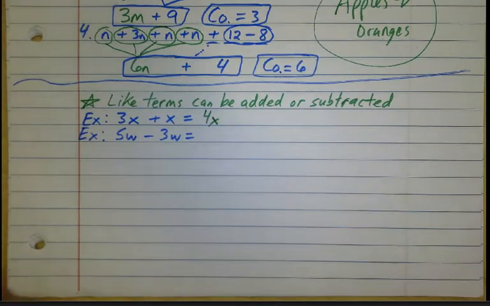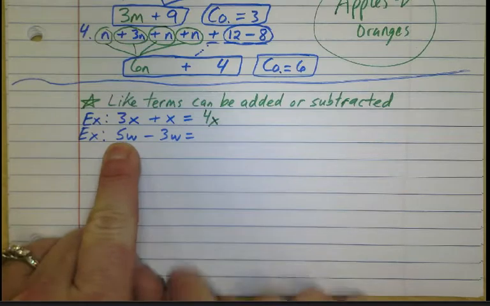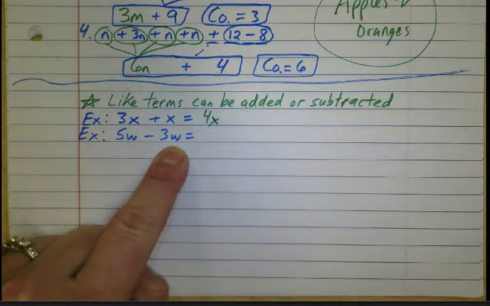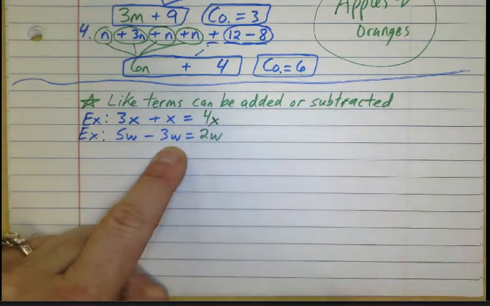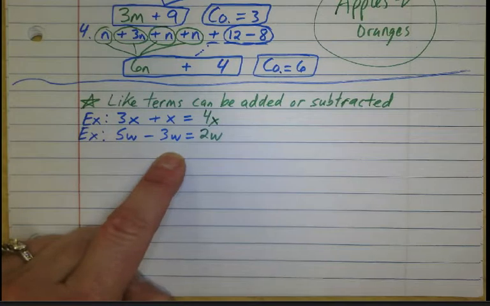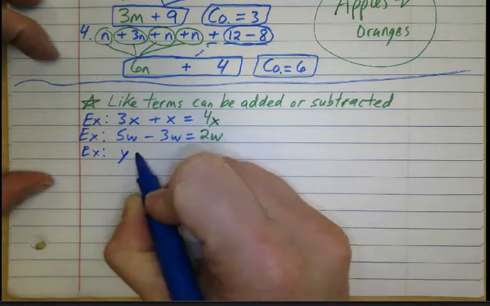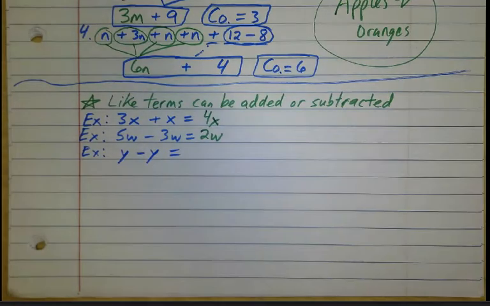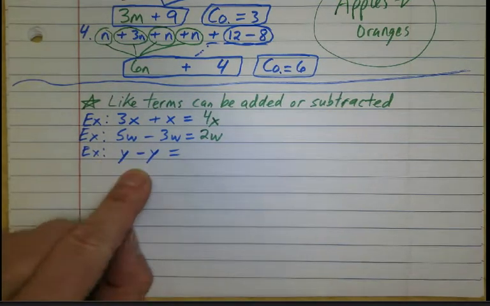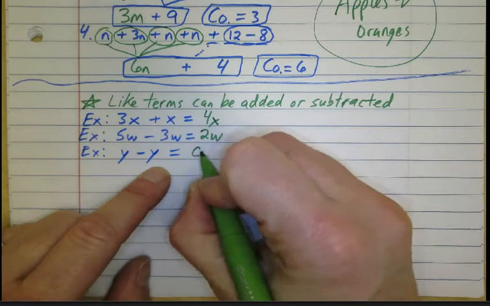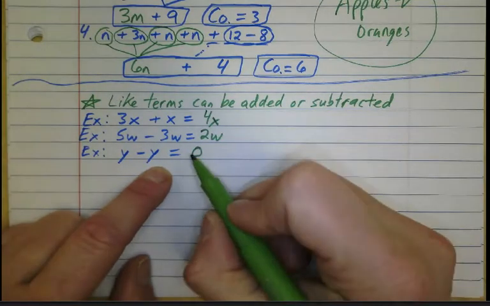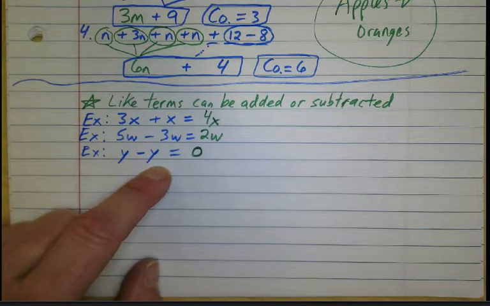Okay, so these both have w's. If you have 5w and you subtract 3w, then you'd be left with 2w. Let me do another example. If I have y and I take y away, what would I be left with? It's like 1y minus 1y. I'm left with nothing, or 0. You don't put 0y, you would just put 0.